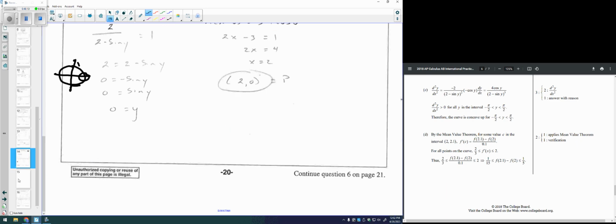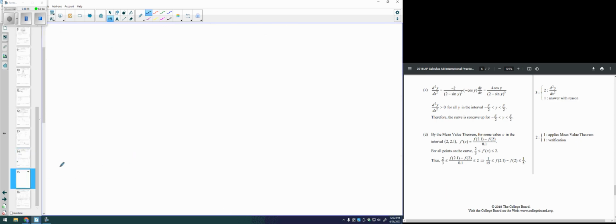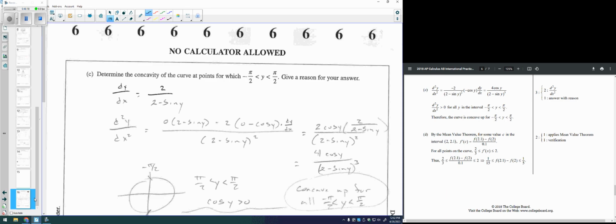Question C. And I know some of you didn't even get to question C because it was blank. So if you want to hit pause and try it again, you can. Then we'll look at the work. Determine concavity. As soon as I see that, I'm thinking second derivative. Determine the concavity of the curve.